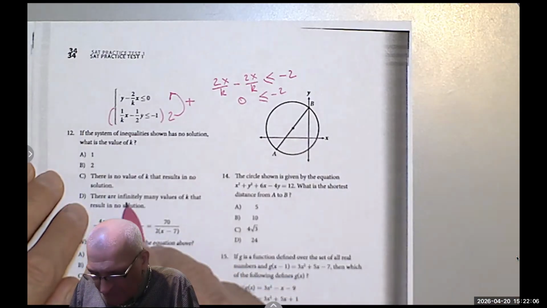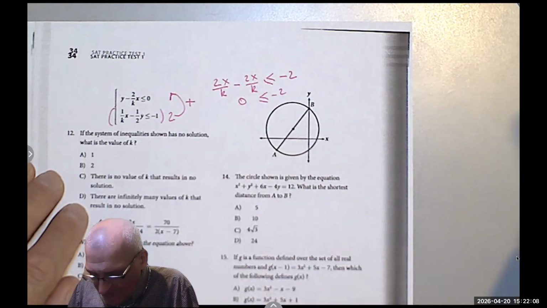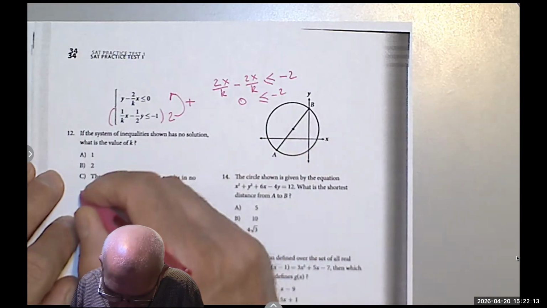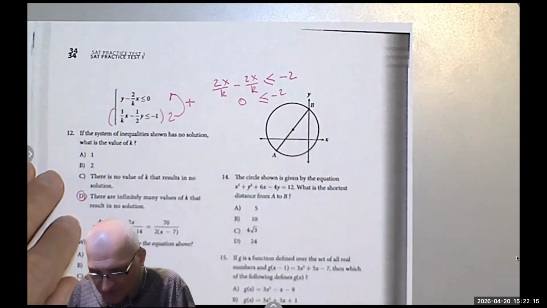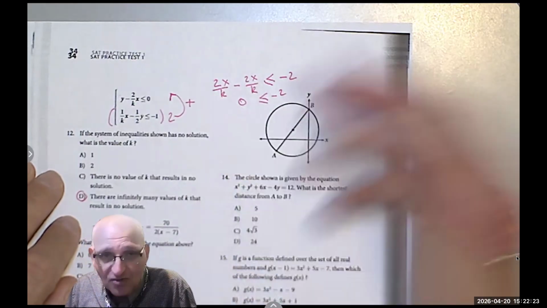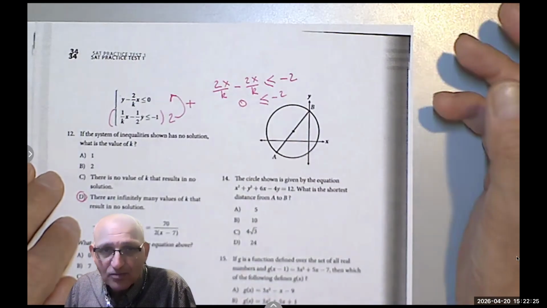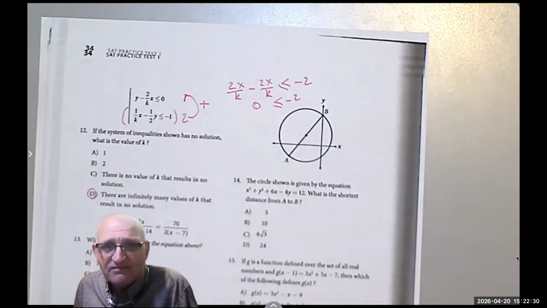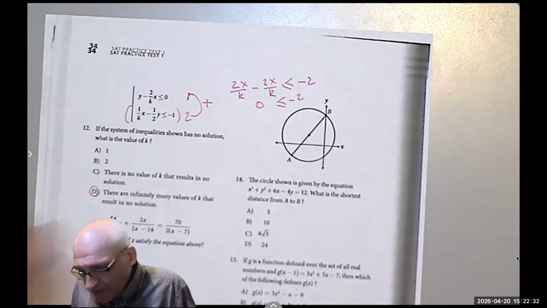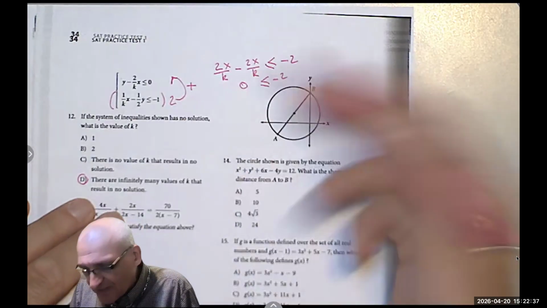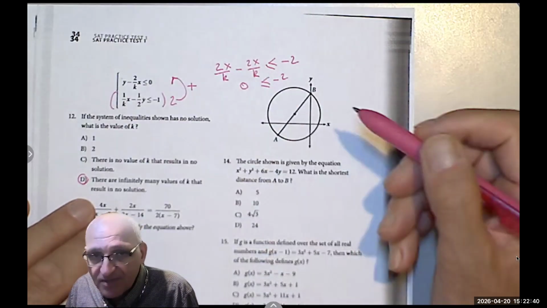D, there are infinitely many values of k. In fact, all values of k except 0 would result in no solution. That's why they didn't say all values. Okay? Any value of k, you will have 2x over k minus 2x over k is 0, no matter what k is, unless it's 0, because you can't divide by 0. So you have infinite values. Pick any value, decimal or integer, positive or negative, and your left-hand side would be 0. But since 0 is greater than -2, this inequality will never be satisfied.